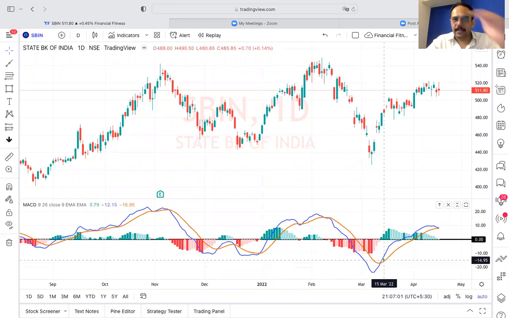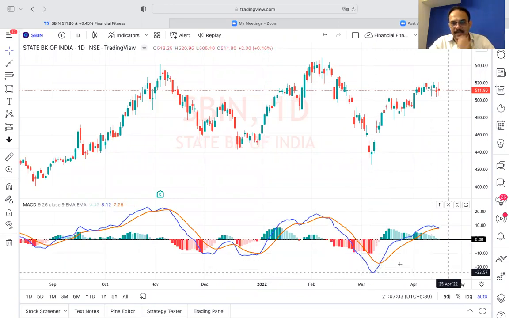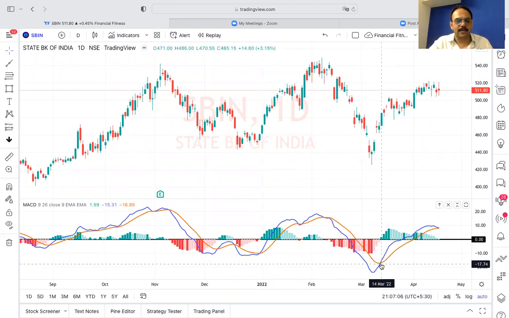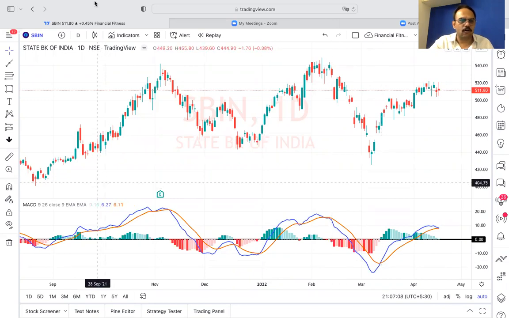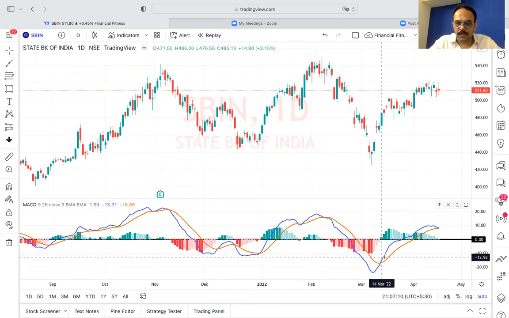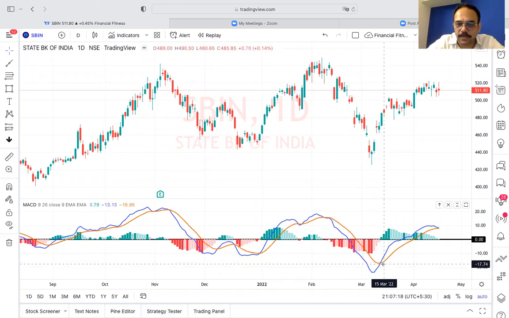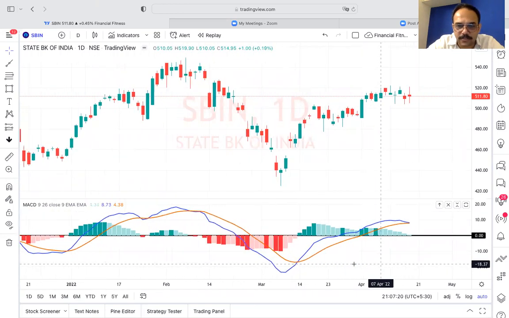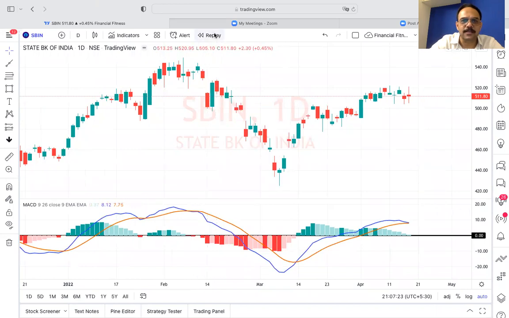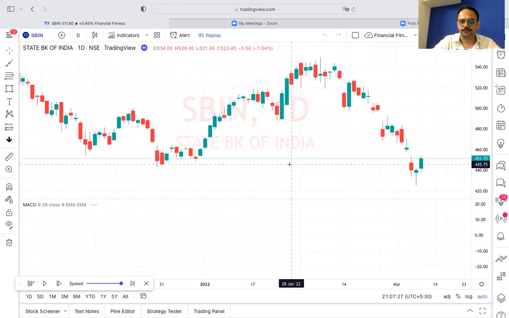So the lower it is, like it is happening at the level of -16. If it is -20, -30, it is much better. So if this crossover is there, once this crossover happens, let me replay it and show it to you.